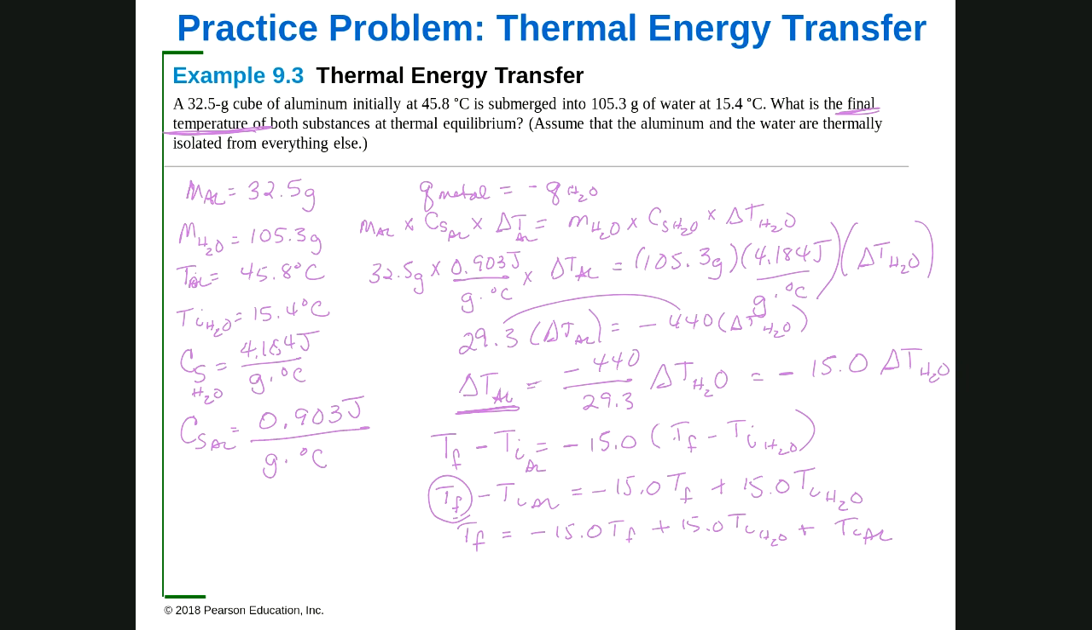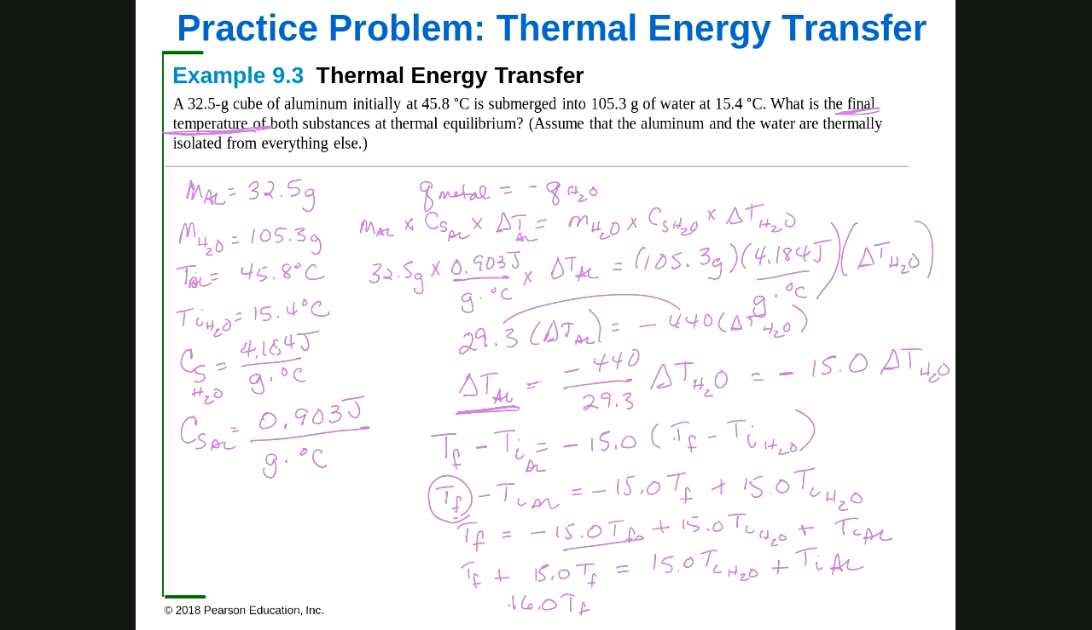I'm going to get T sub F by itself because that's what I'm trying to find. So T sub F is equal to negative 15 T sub F plus 15.0 T sub I of water plus T sub I of aluminum. So T sub F plus 15 T sub F equals 15 T sub I of water plus T sub I of aluminum. Remember, I know what those initial numbers are. Adding this, it ends up being 16 T sub F, because that's 1 T sub F plus 15 T sub F.